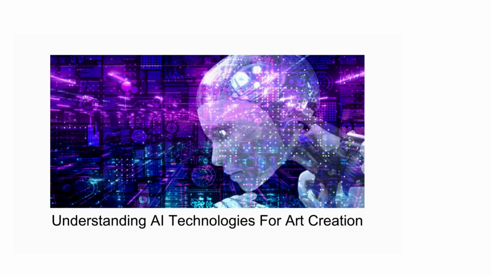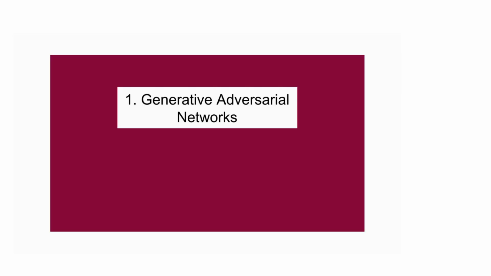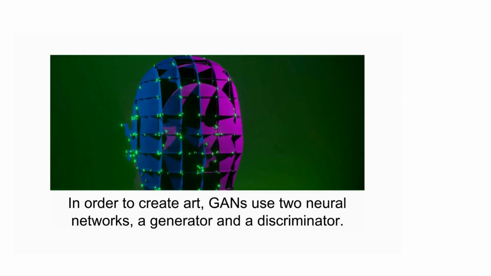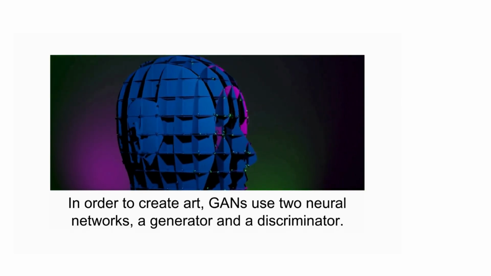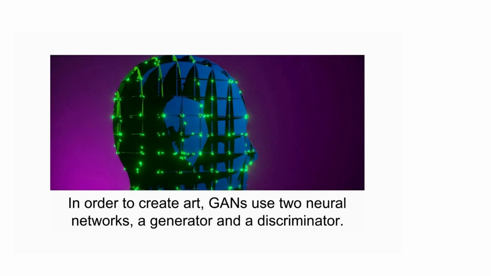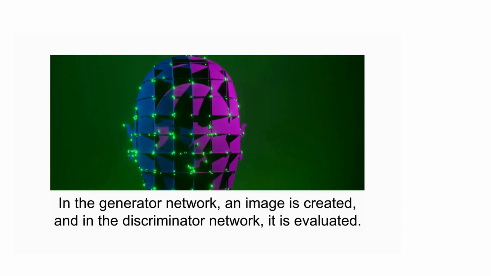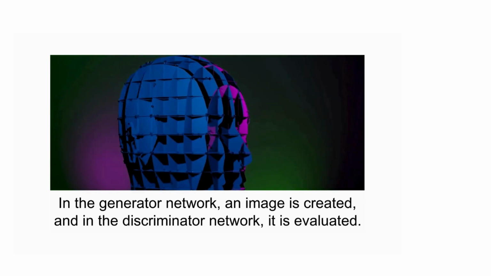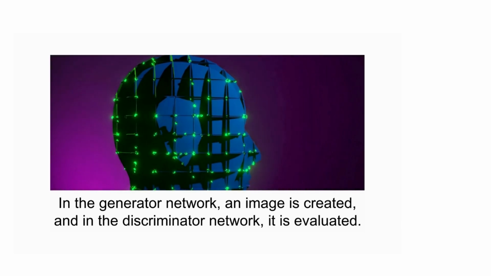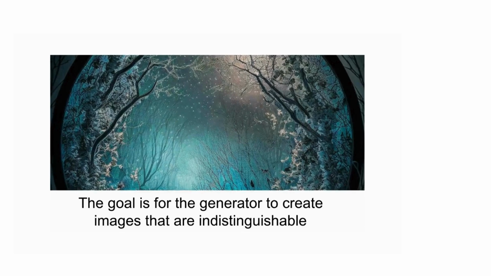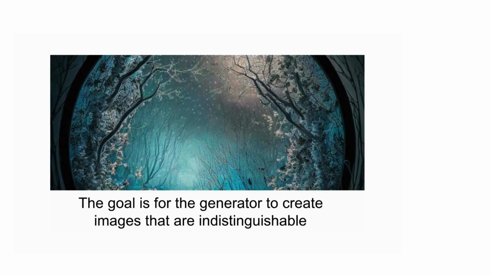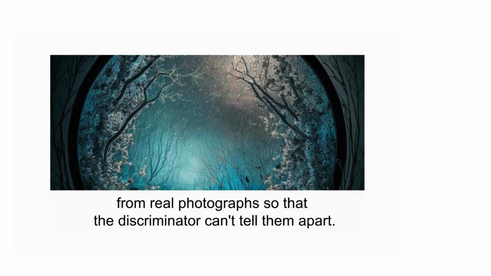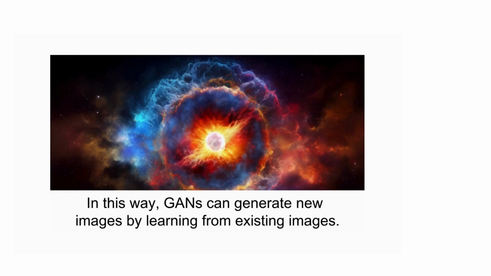Understanding AI technologies for art creation. 1. Generative adversarial networks. In order to create art, GANs use two neural networks, a generator and a discriminator. In the generator network, an image is created, and in the discriminator network, it is evaluated. The goal is for the generator to create images that are indistinguishable from real photographs so that the discriminator can't tell them apart. In this way, GANs can generate new images by learning from existing images.